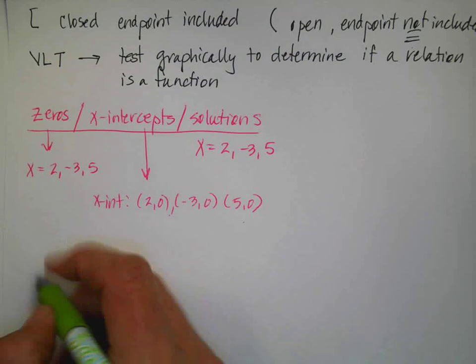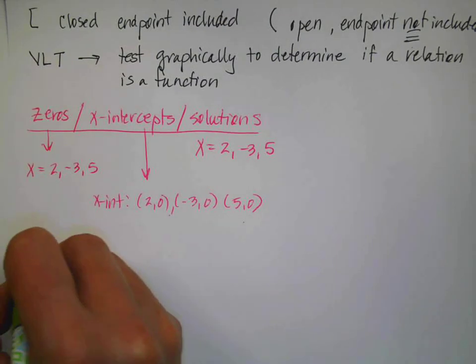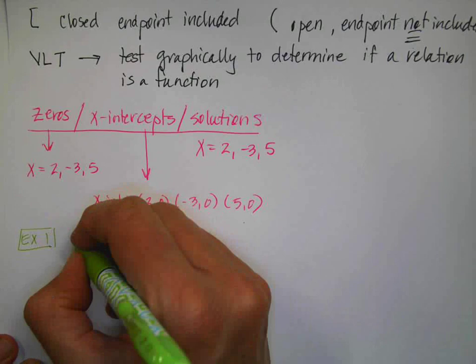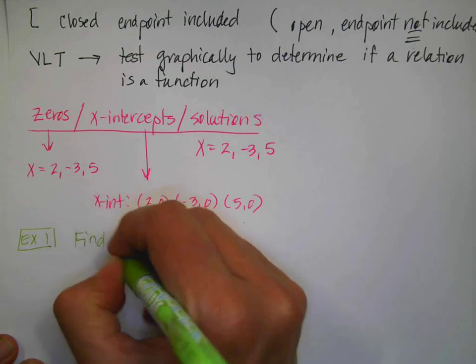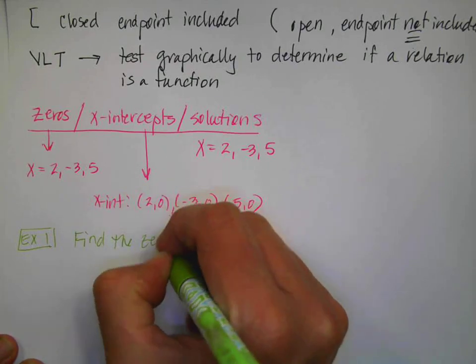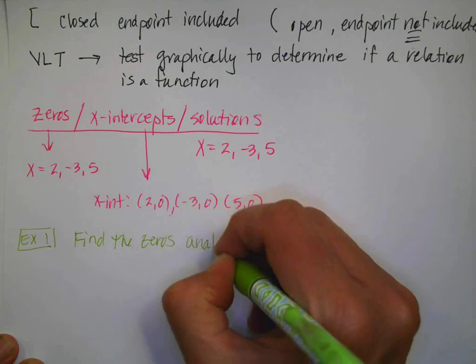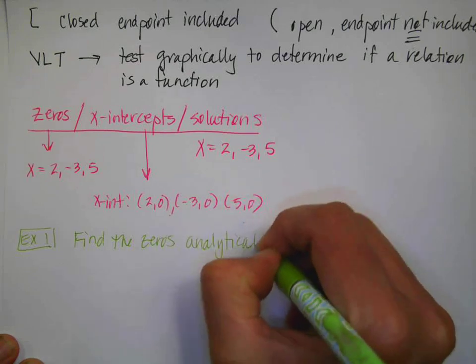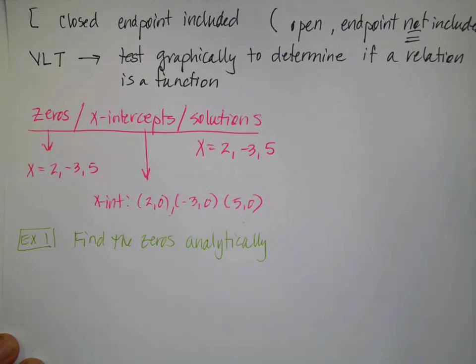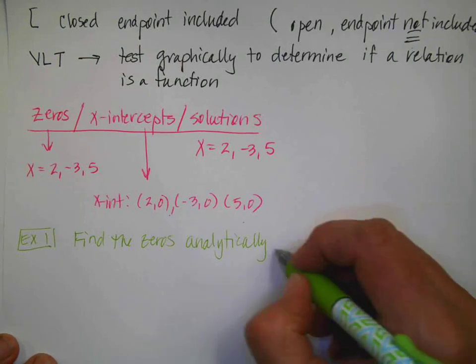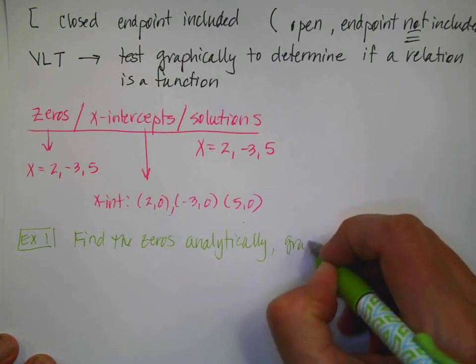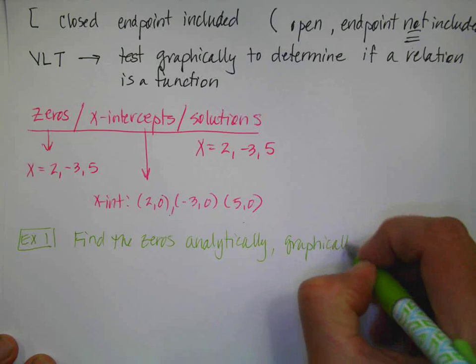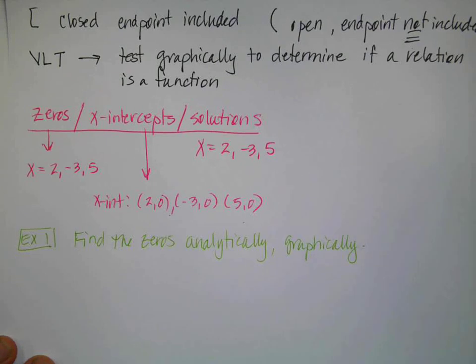All right, so let's just jump right in with our first example. For example 1, it's going to say find the zeros analytically. And remember that analytically means let's do algebra, woohoo! And then we're going to also do it graphically. And we love playing with our graphers. So we're going to do a couple of these.